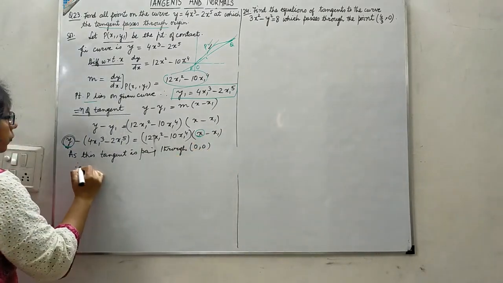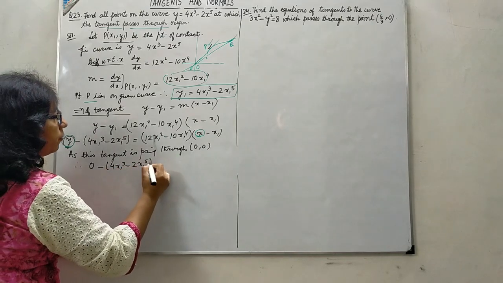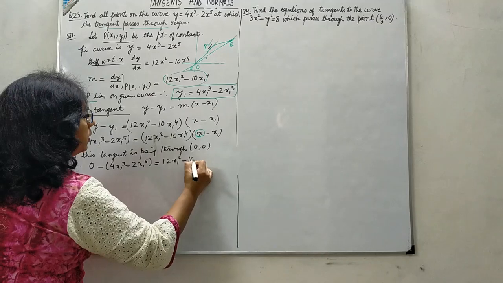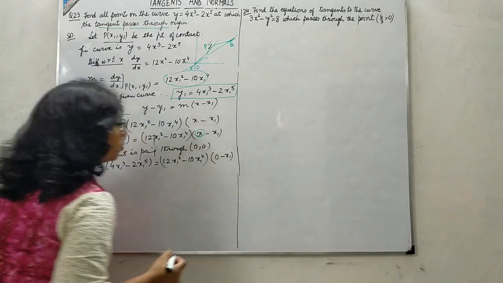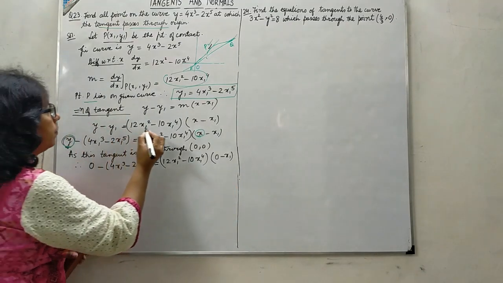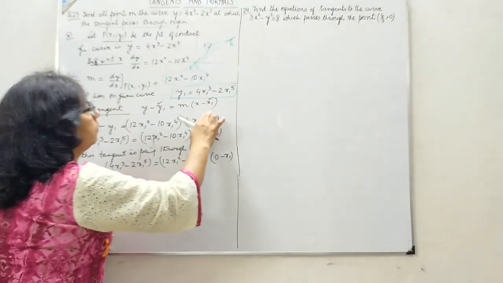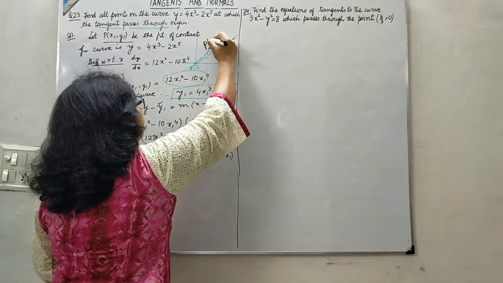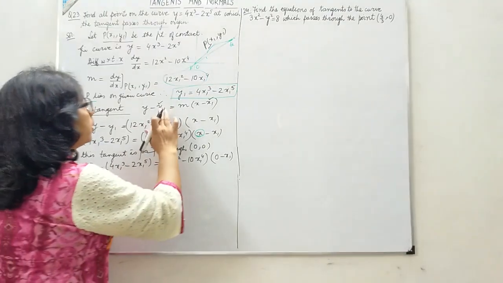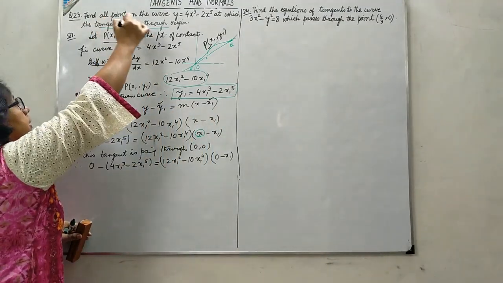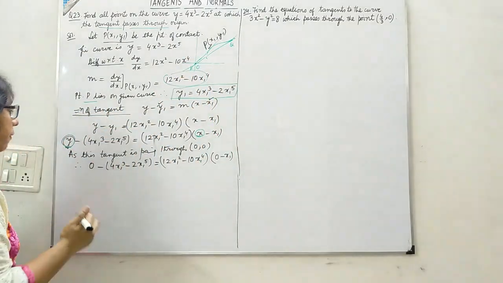Since this tangent is passing through origin (0, 0), therefore, 0 minus (4x1 cube minus 2x1 to the power 5) is (12x1 square minus 10x1 to the power 4) into (0 minus x1). Generally, students make a mistake over here. They substitute x1 and y1 as 0, 0. This x1, y1 is actually the point of contact, as I have told you in each and every question earlier. We cannot replace this by 0, 0. This tangent is passing through origin, so this is not the point of contact where the tangent is touching.